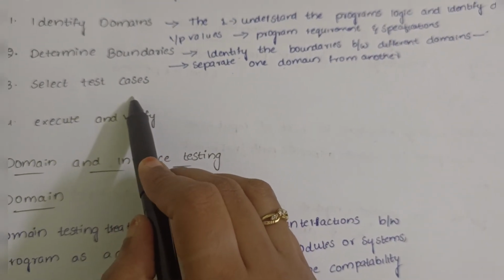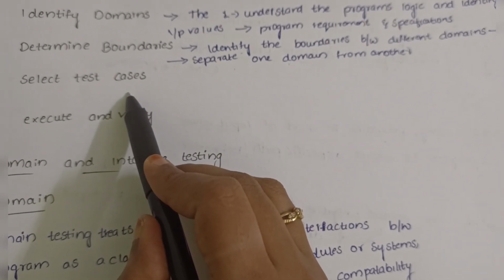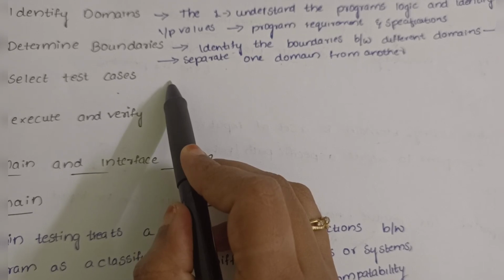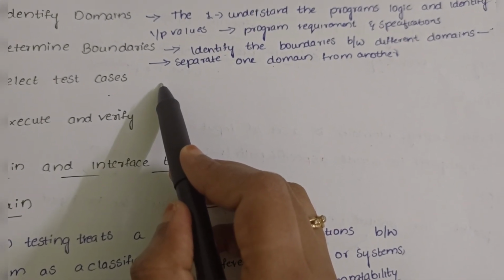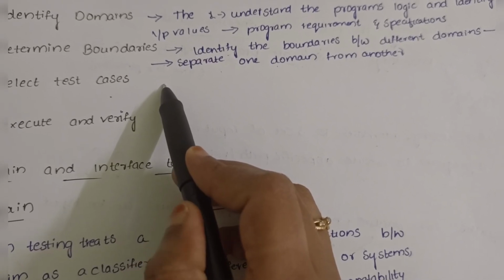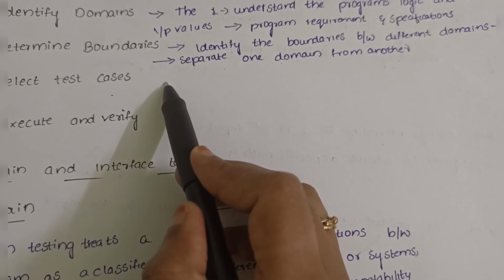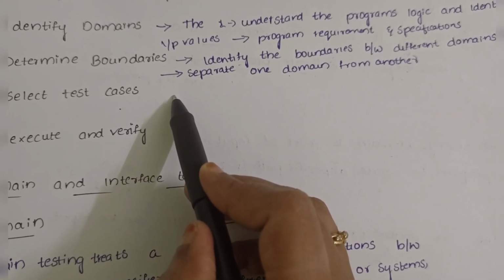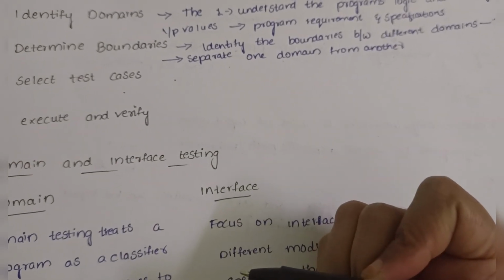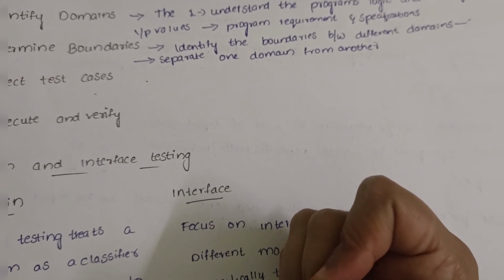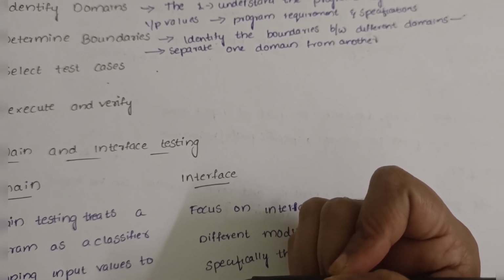Third one, in this we have to identify the test cases. For each domain, select one or more input values for the test. These test cases should represent the typical values, edges and invalids within the domain, which means we have to build the test cases with different values to execute properly and correctly, and we have to get the output as the correct resolution.